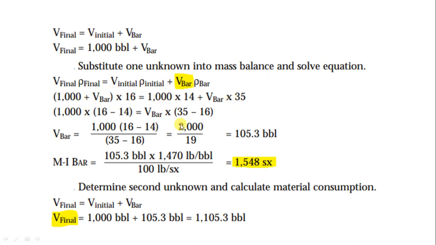From all of this, we can get the volume of the barite to be 105.3, and it will be added to the first one, which is 1,000, to get V final. V final equals 1,000 plus 105.3 barrels, which gives you 1,105 barrels for the total system. And this is how to know the number of sacks, if one sack of barite equals 100 pounds per sack.